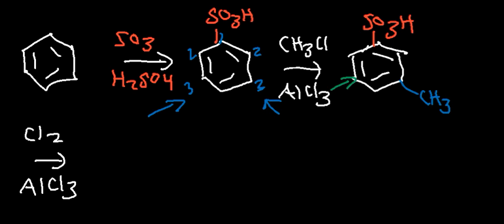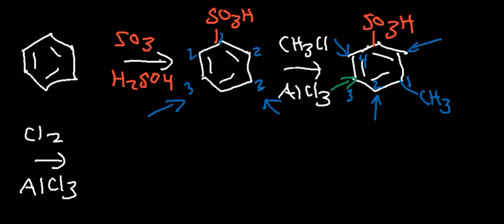Ortho is 1, 2. So if that's number 1, this is number 2. So the CH3 group could direct the chlorine atoms to go here or here. The para position is 1, 4. So this is number 3, and this is number 4. The methyl can also direct the chlorine group to go here as well.